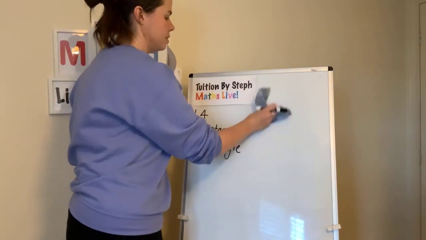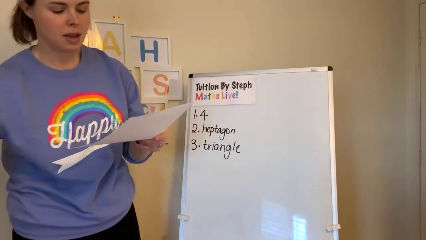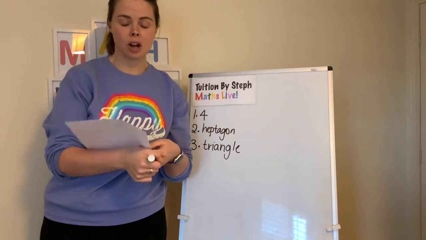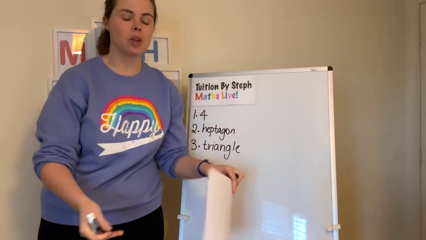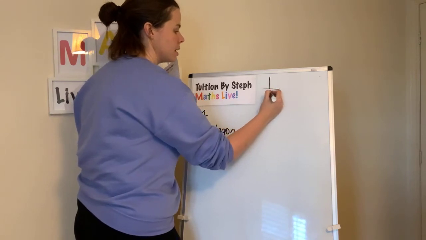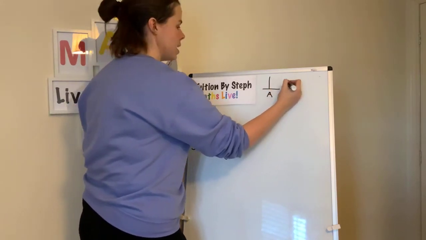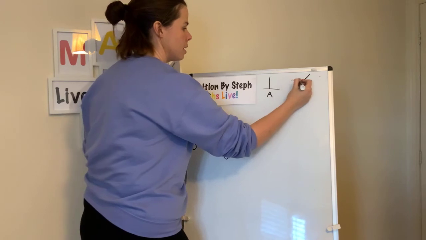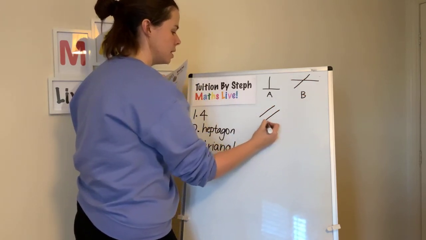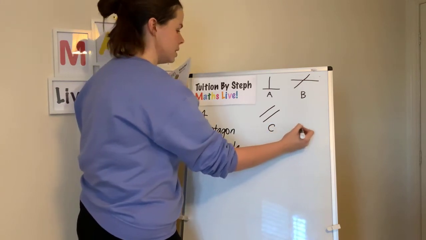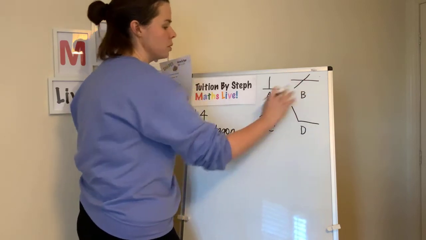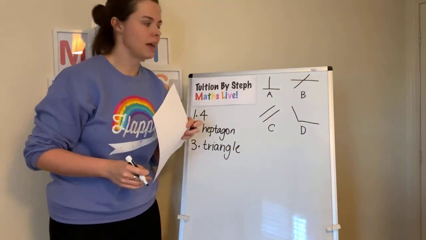Right, next 3 questions. Question 4. I've drawn some lines on the paper and I'd like you to tell me which ones are parallel. So this is line A, this is line B, this is line C, and this is line D. Which one of those is parallel? A, B, C or D?